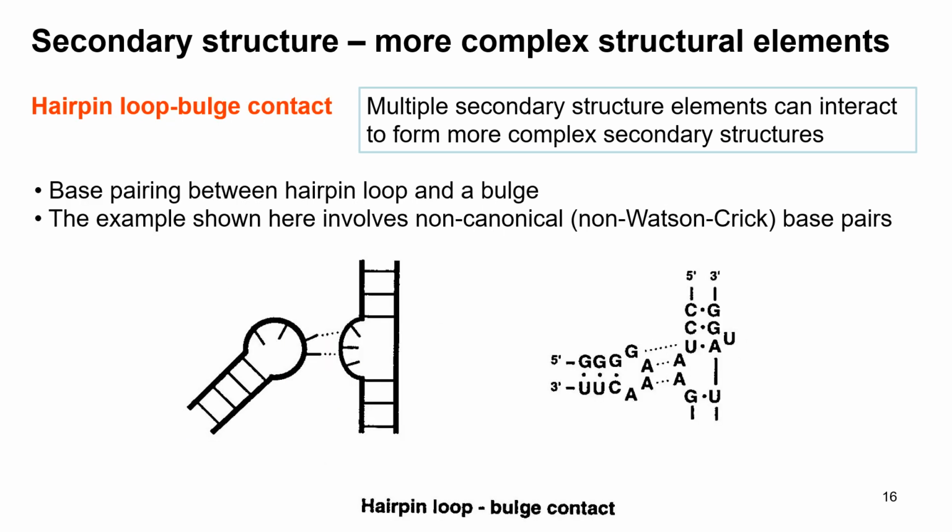The hairpin loop bulge contact is when there is base pairing between the originally unpaired nucleotides that are exposed in the loop region of a hairpin as well as in a bulge. And as long as there is base pairing between at least 2 nucleotides, the structure can be stabilized even when they are far apart in sequence.